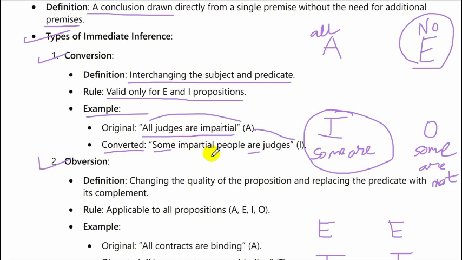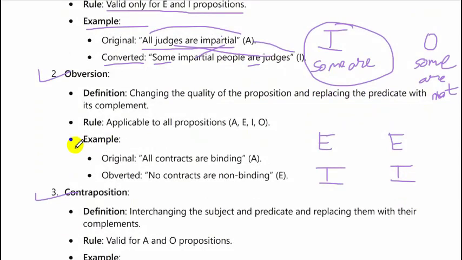So some impartial people. Now why do we add people? Because all judges are impartial people, we say. Because it is incomplete, we can add that word. So some impartial people are judges. We have interchanged the subject and the predicate. So these two rules we have to follow for conversion.